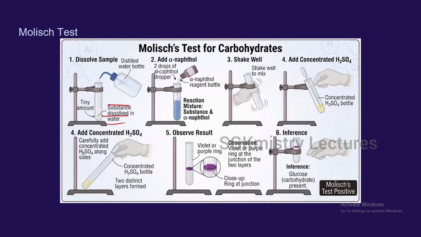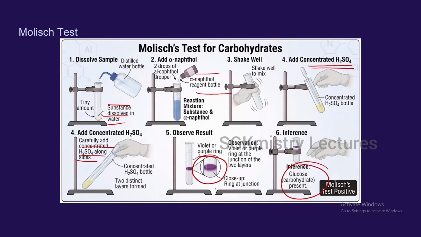So we are going to take the substance dissolved in water, and then to this you're going to add 2 drops of alcoholic alpha naphthol. Okay, so this is the next step. After you add it, you're going to shake the mixture very well. Now to this, you're going to add the concentrated sulfuric acid slowly, carefully along the sides of the test tube. So once you add along the sides of the test tube, you can see that the violet or the purple ring is formed at the junction of the 2 layers. So if this violet or purple color is formed at the junction of the 2 layers, then we can say that glucose is confirmed. Right.